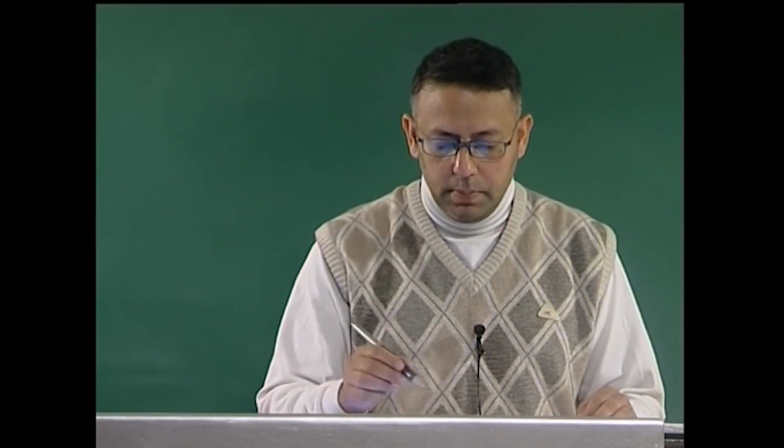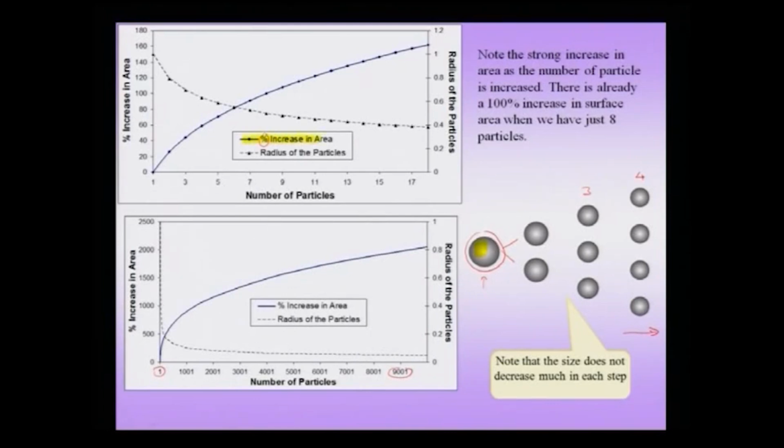So, the percentage increase in area is the curve which is plotted on the top and which is referred to in the primary axis. So, the primary axis refers to the percentage increase in area. Initially, of course, there is only one particle, and therefore there is no increase in percentage. We are calculating the increase in percentage with respect to this one particle.